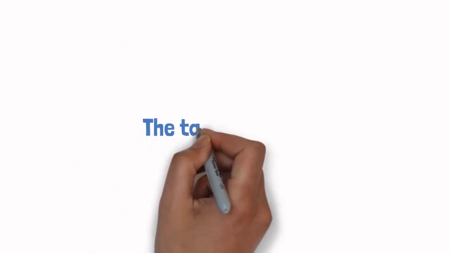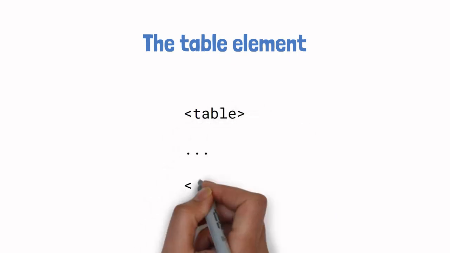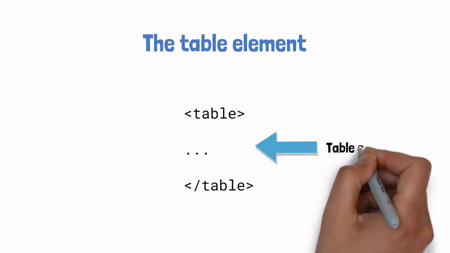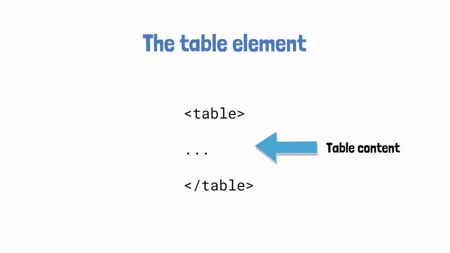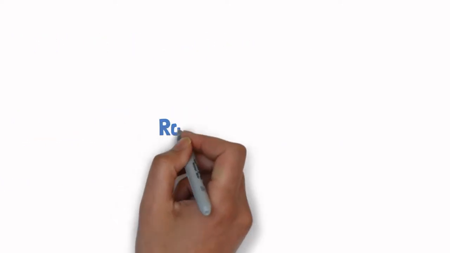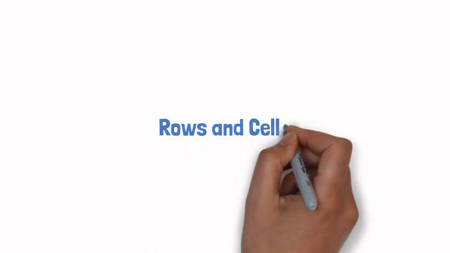To create a table, we use the table element, which looks like this. All of the table content should be nested within this element. Now let's learn how to create a first simple table.